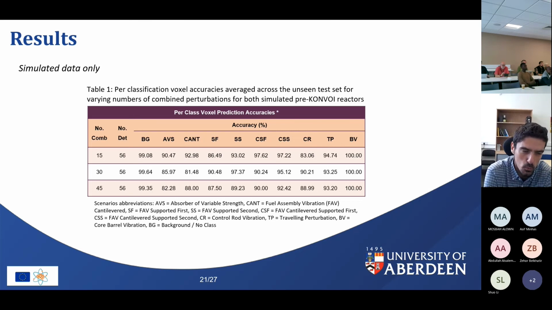But the first two columns are the number of combinations, and the combination means what I mentioned before, the multiple perturbations. The number of combinations refers to how many events we want to have taking place at the same moment in the reactor. And the number of detectors is how many sensors we consider to do that. You can see that in some cases the accuracy was very high, and our partners were very happy with that.